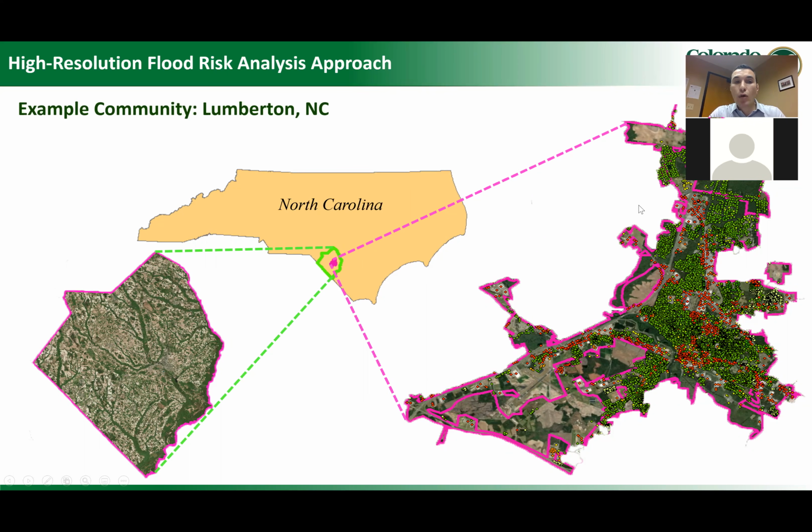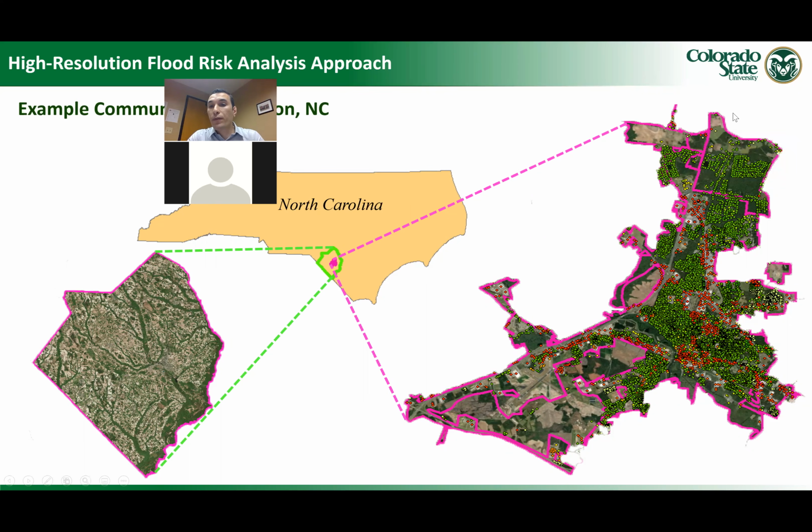Lumberton City is a small city within Robeson County in North Carolina. So here it shows the physical boundary of Lumberton, North Carolina, and these dots represent the buildings within Lumberton. The green dots show residential buildings. However, the other colors represent the commercial buildings and social institutions within Lumberton.